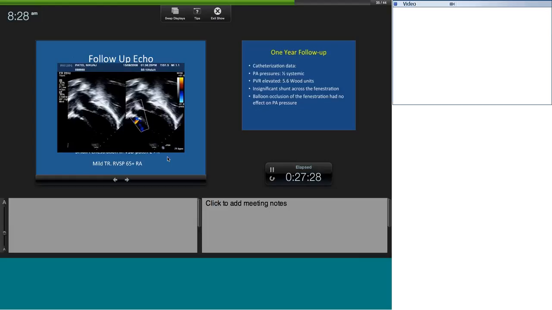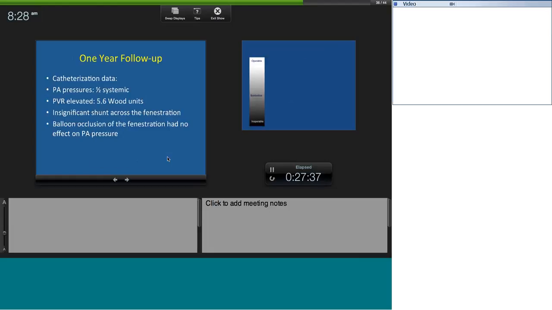We need to follow. And what did you find on follow-up? We catheterized him on follow-up. PA pressure was half systemic, but remember, non-normal. And we got a PVR of 5.6 wood units. So PVR never normalized. There's insignificant shunt across the fenestration, and balloon occlusion of the fenestration during cath did not impact PA. So at this point, we're worried.